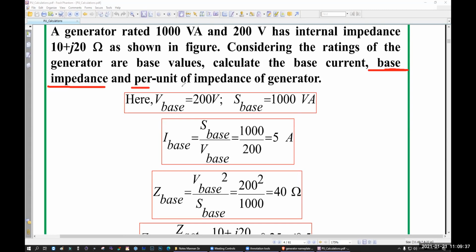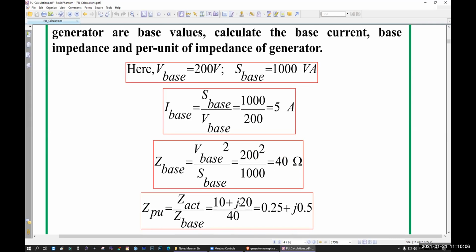And per unit impedance. This was base. What about the per unit? Can anyone explain what is per unit? Z actual divided by Z base, something like that? Exactly. Because per unit is always actual divided by base, right? So what is your actual? 10 plus J20. What is your base? Base is equal to 40. So 10 divided by 40 is equal to 0.25. 20 divided by 40 is equal to 0.5. And J will remain as J.